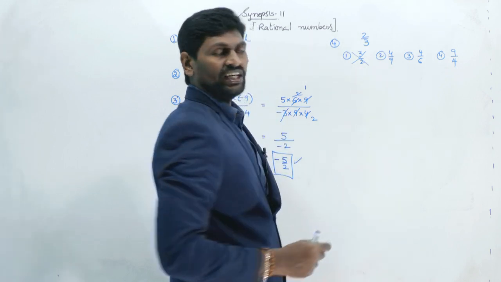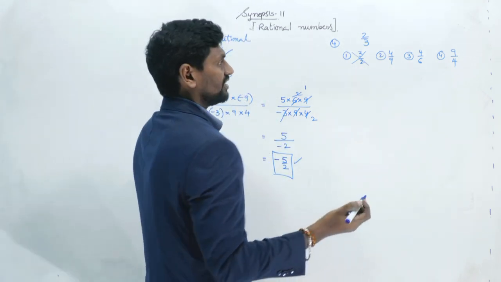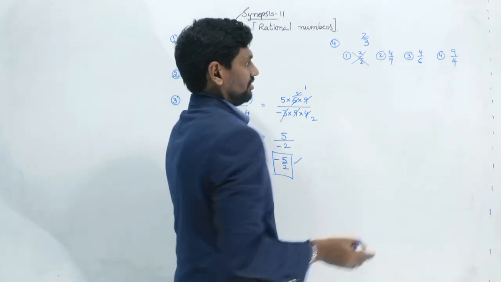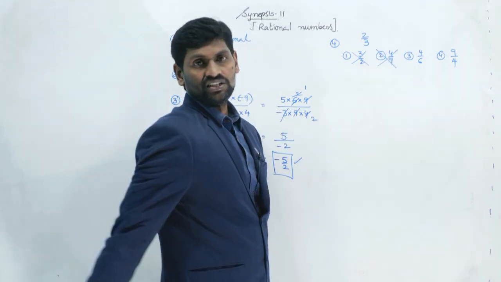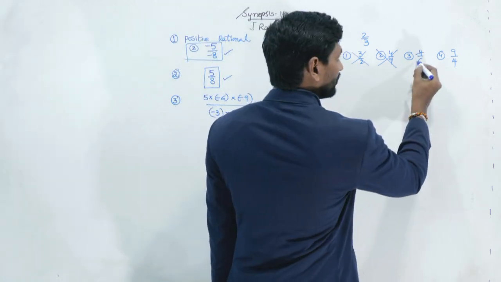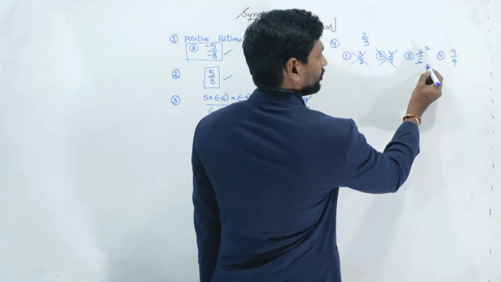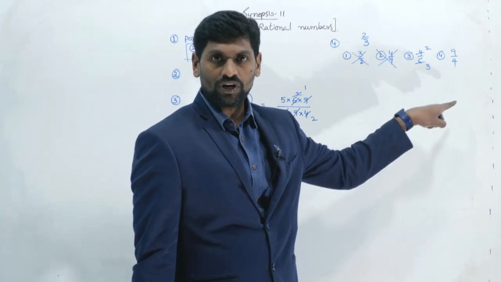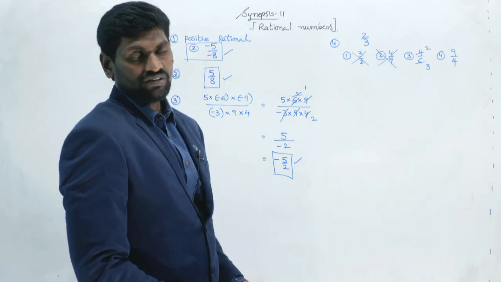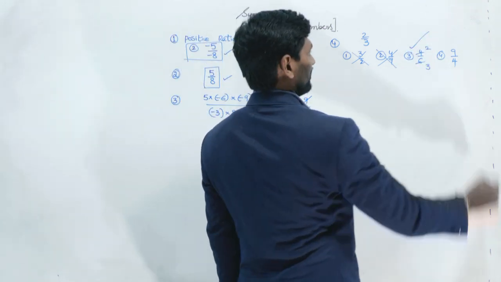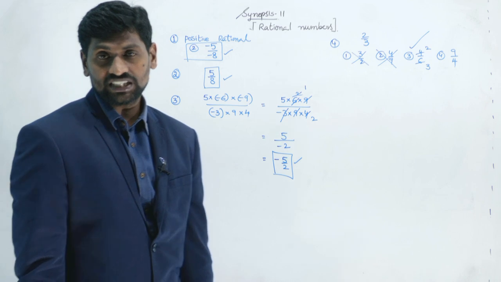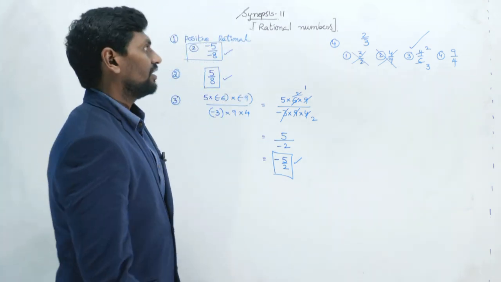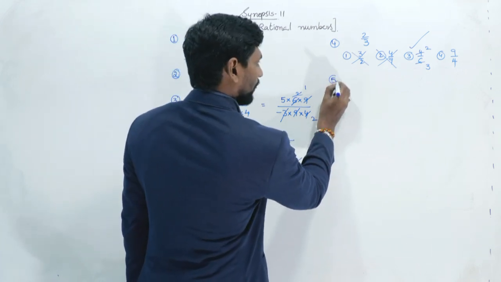4 by 9, any cancellation? No cancellation, because 4 table 9 won't come, 9 table 4 won't come. Both will not come in the same table. This is also not a required answer. And 4 by 6, yes, both will come in 2 table: 2 twos are 4, 2 threes are 6. That means while you are writing 4 by 6 in standard form, it will give 2 by 3. So our required answer is option 3, because 4 by 6 is an equivalent rational number of 2 by 3.